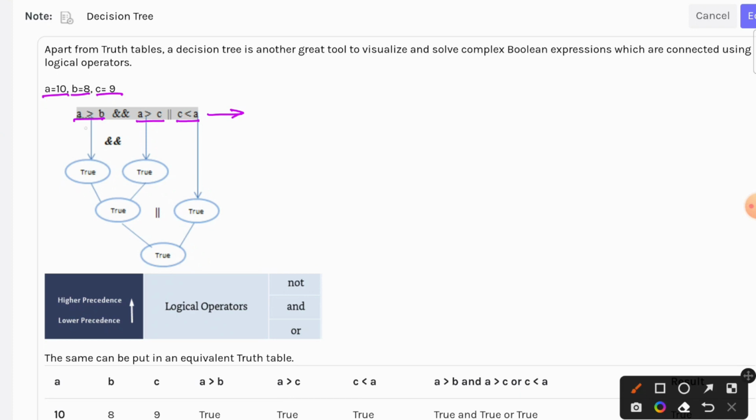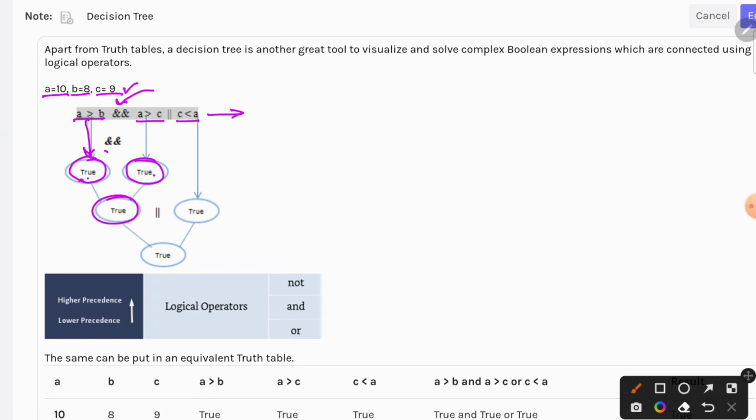Let's evaluate the first one, A greater than B. Is 10 greater than 8? Answer is true. So we draw a true circle here. This results into true for the given value. Now, is A greater than C? 10 greater than 9? Answer is yes, it is true. Now, since these two expressions are connected using AND, we will evaluate this first. Remember, true and true, both conditions are true, is going to be true.